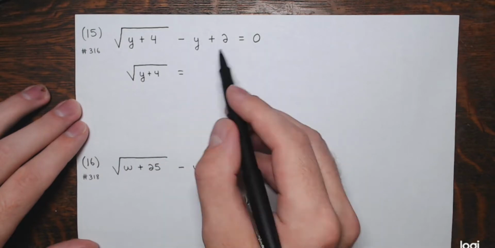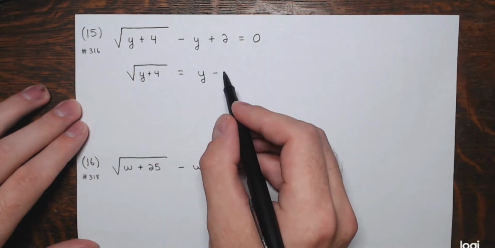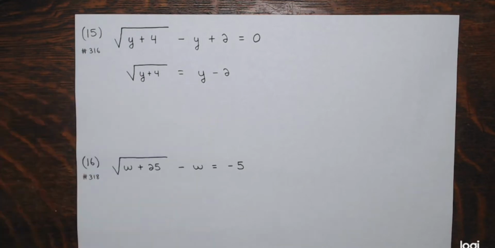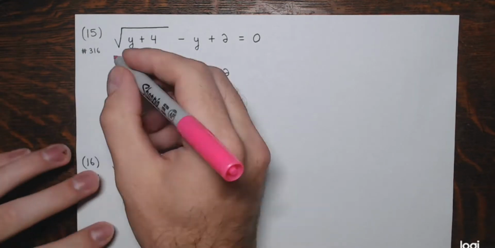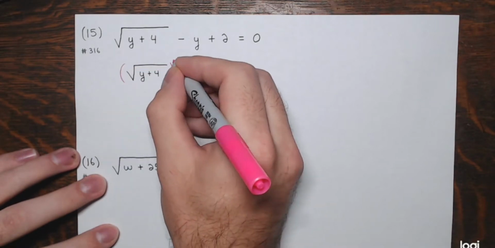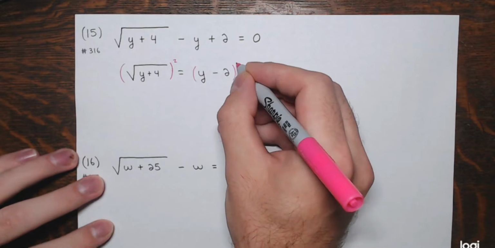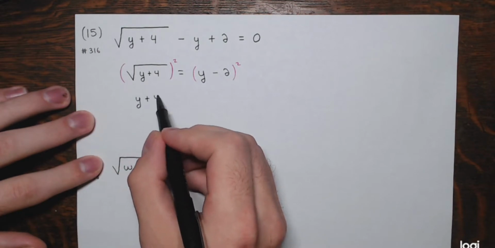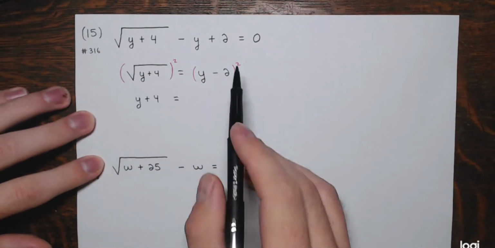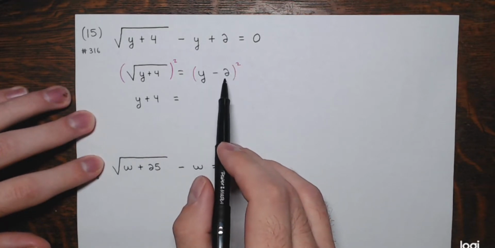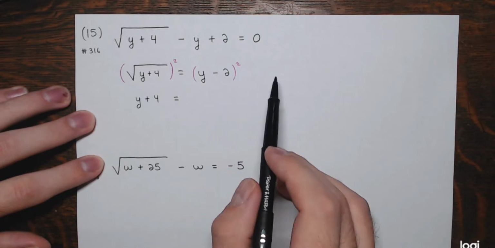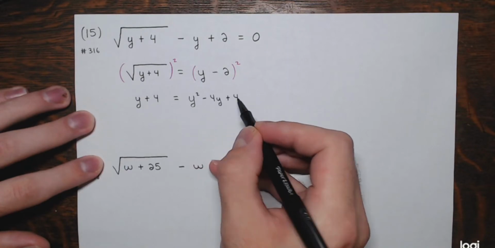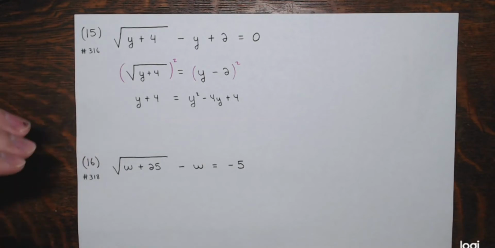So I would add y, so give me positive y, and then subtract 2. So we have the square root of y plus 4 equals y minus 2. Now the radical is isolated. We undo it. Right, raise both sides to the second power. Alright, so on the left side we have y plus 4. On the right side, remember, you don't distribute the powers. This is y minus 2 times y minus 2 again, and then you would FOIL. This would be y squared minus 4y plus 4. So be careful with that when there are multiple terms in an expression being squared.